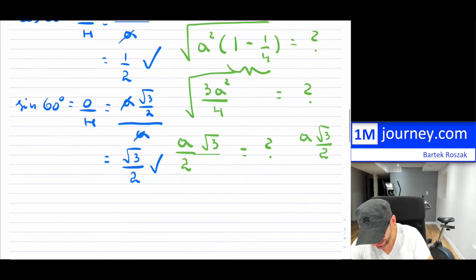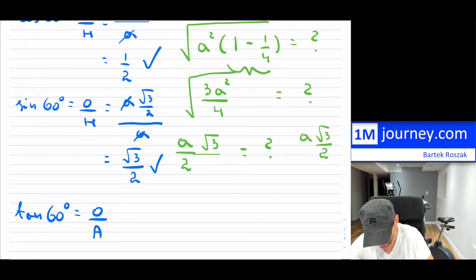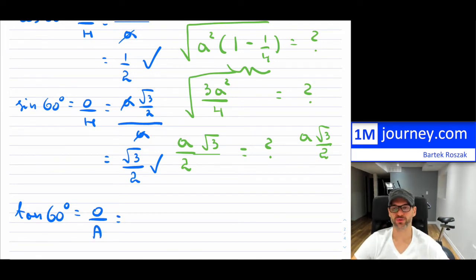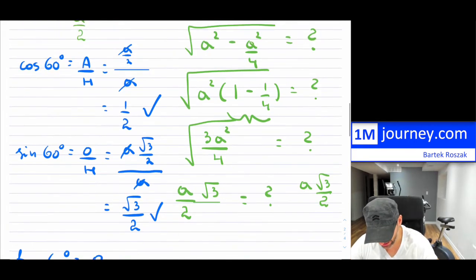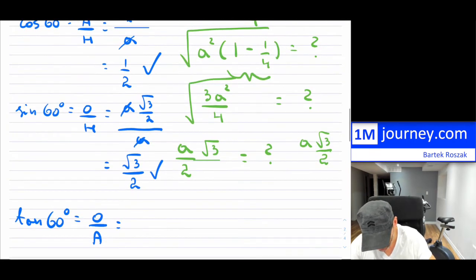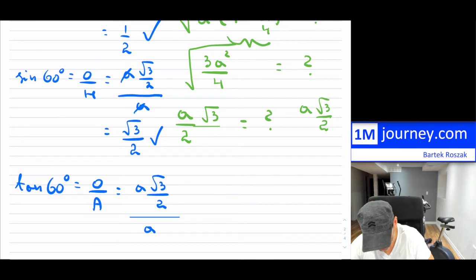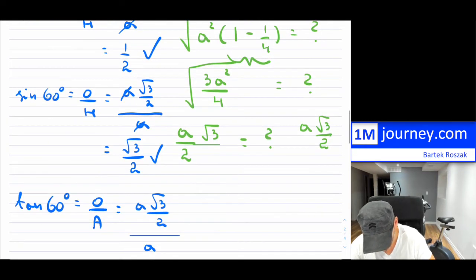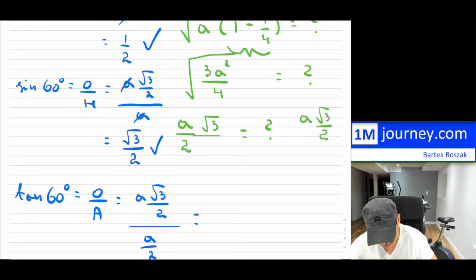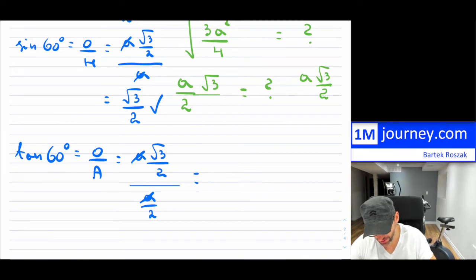And then finally, tangent. If you take tangent of 60, this is opposite over adjacent. Well, opposite over adjacent, so what does that give us? The opposite is a square root of 3 over 2, divided by a over 2. So look what happens here. The a's cancel, and then in the denominators, the 2's will cancel. That's what you will see there.